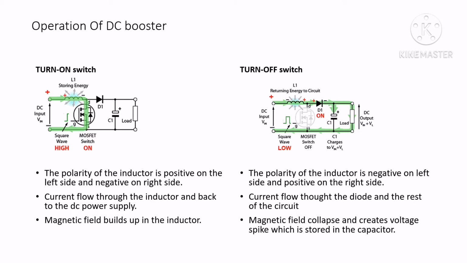Meanwhile, current flows from the DC supply to the inductor and back to the power supply. The polarity of the inductor is positive on the left side and negative on the right side, as you can see here.